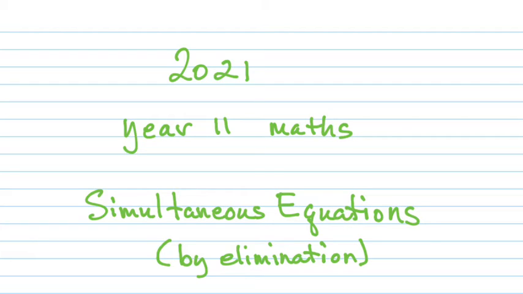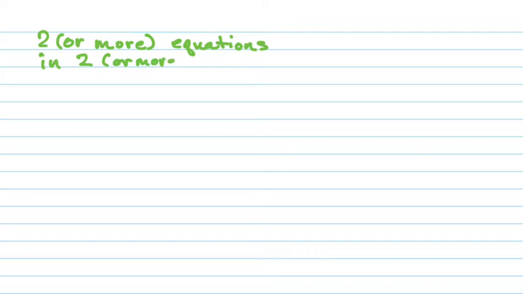So, a simultaneous equation means two or more equations in two or more variables. Now, you can ignore the "or more" because you're never going to have more than two in this particular course, but if you move on to the next level, you could. So, not just one equation, but two. And not just an X, but also a Y. So you have two equations and two variables.